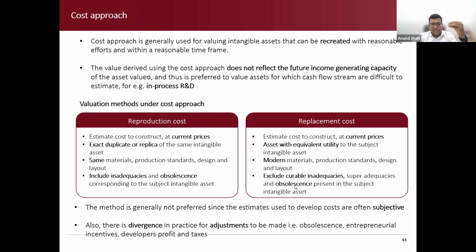Reproduction cost is essentially creating an exact duplicate or replica of the same intangible asset, using the exact same inputs that had gone to create that asset, at current prices, and any kind of obsolescence or inadequacies has to be applied to that value. Replacement cost is basically to estimate the cost to create a similar asset with equivalent utility. It doesn't need to be identical, something similar, with modern materials, modern design standards, layout. You use those costs and determine what the fair value would be.